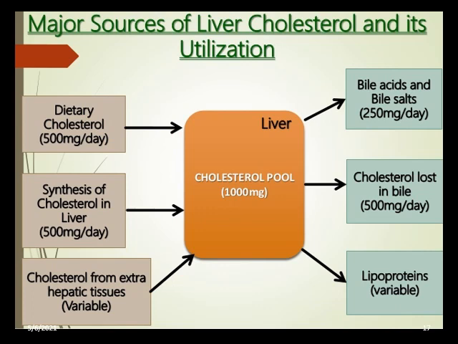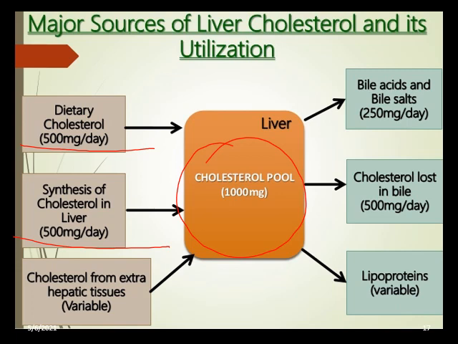Okay, now this figure explains the major sources of liver cholesterol and its utilization, what all we have discussed, and the summary given here. Nearly 500 milligram per day we are obtaining from the dietary food as dietary cholesterol. Then nearly 500 mg per day can be synthesized through the de novo synthesis of cholesterol in liver. Total 1000 milligram can be available in the liver cells.